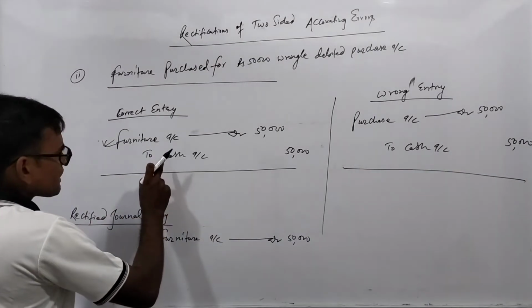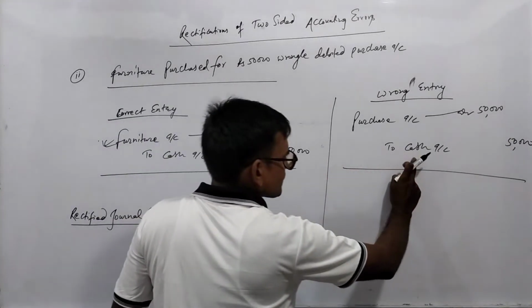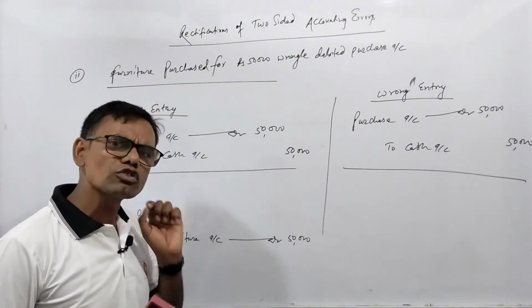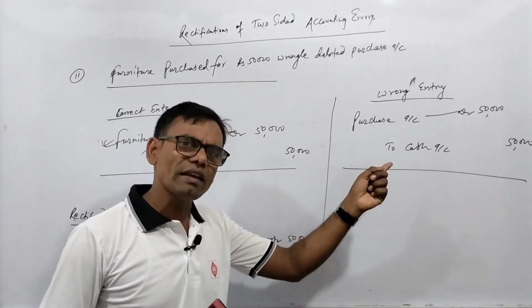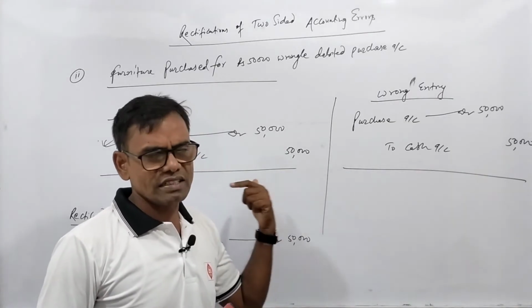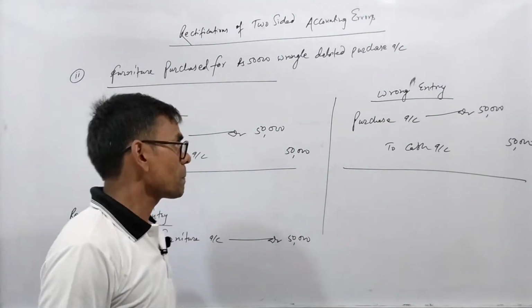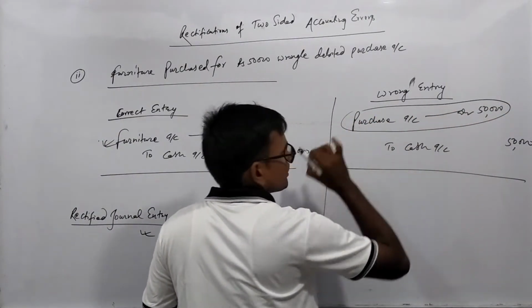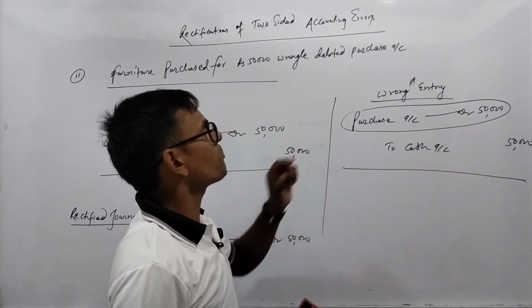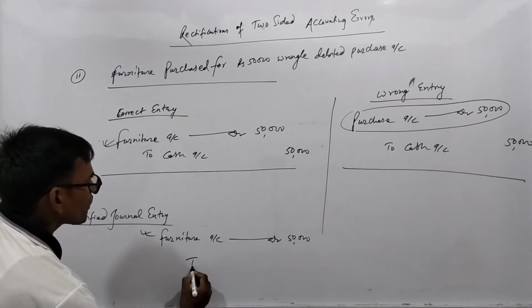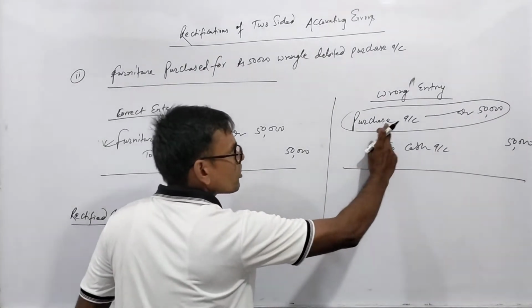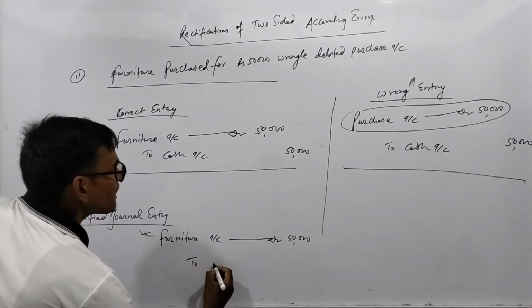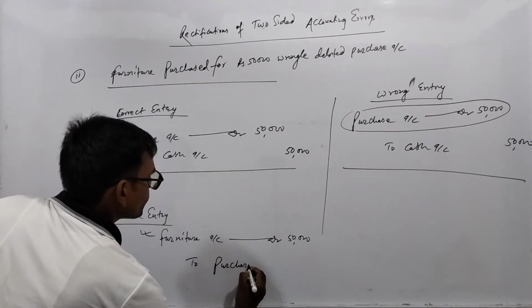You see, the cash account should be credited, and it is already credited. So it is not necessary to rectify the cash account. But here the purchase account should not be debited. It is wrong. So to cancel the purchase account, you have to write it on the credit side. If you are going to cancel an account on the debit side, you have to post it into the credit side. So you have to write the purchase account.